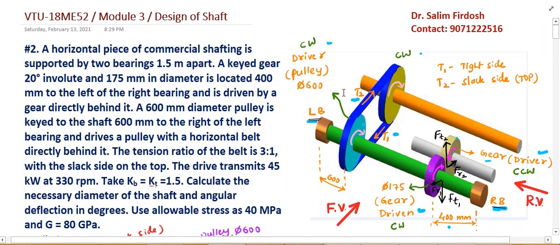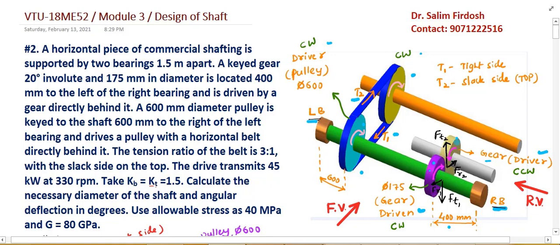Look at this diagram, the pulley drive. Here it says the slack side is on the top. In what condition will the slack side be on the top? Definitely if this pulley rotates in the clockwise direction, then the tight side will be on the bottom and the slack side will be on the top. So this pulley rotates in the clockwise direction, and since this gear is located on the same shaft, that will also rotate in the clockwise direction.